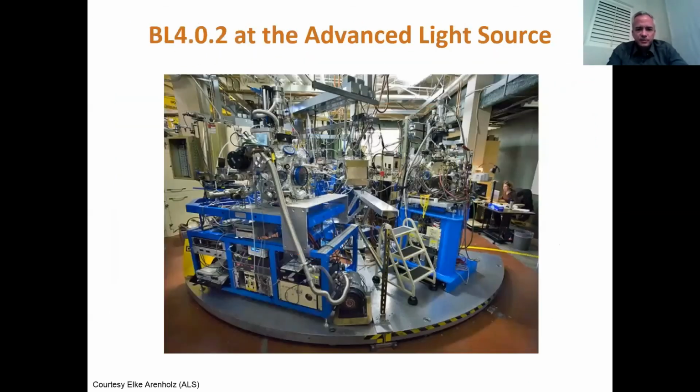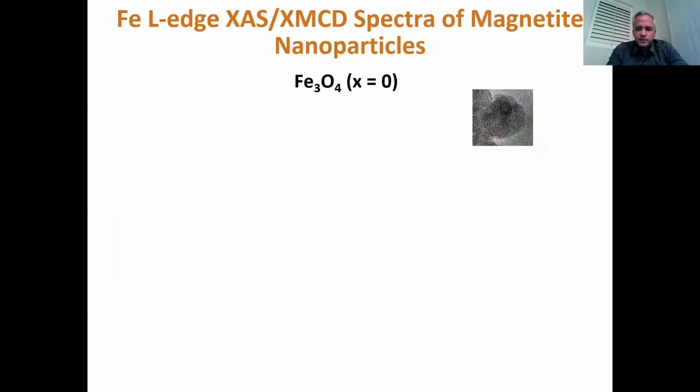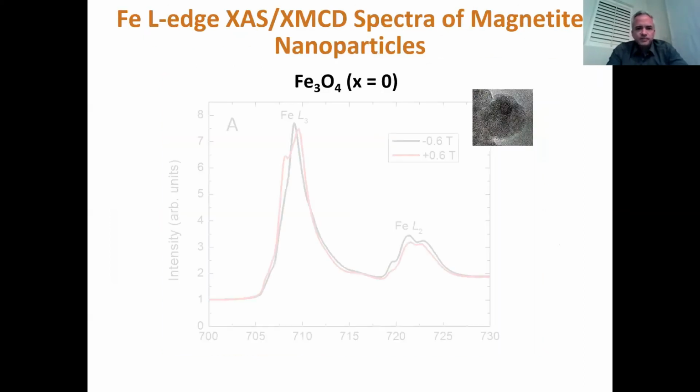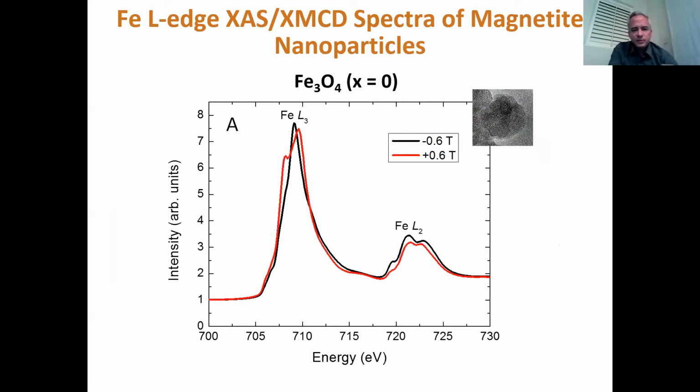Look at the end station that we use to do XAS and XMCD. This is what it looks like if you look at a magnetite sample, XAS and XMCD. The larger peak here is the L3 edge of iron. You can see differences in the shape of that peak between the red and the black, and those are the opposite field polarities. Like L2, you can also see magnetic field dependent features.